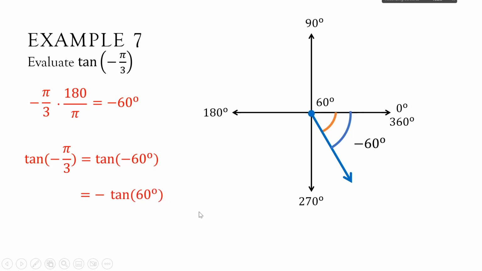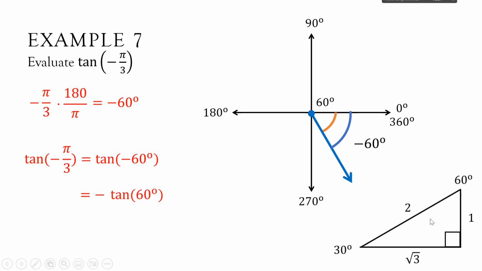Now we can use our special right triangle, which I included here on the bottom right. Well, we know that tangent is opposite over adjacent. So what's opposite of 60 degrees? Opposite of 60 degrees is square root of 3. Adjacent to 60 is 1. So I'm left with negative square root of 3, the opposite, divided by the adjacent 1. And the last thing I can do to clean this up is, well, anything divided by 1 doesn't really affect anything. I have negative square root of 3. Finishing up our example 7.